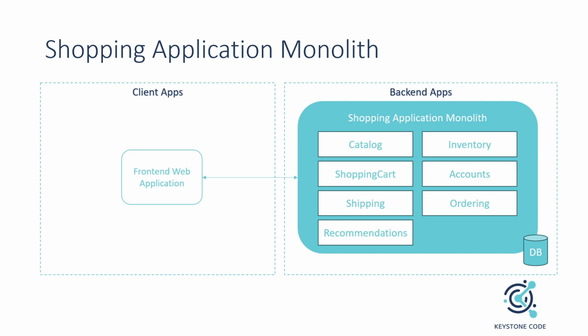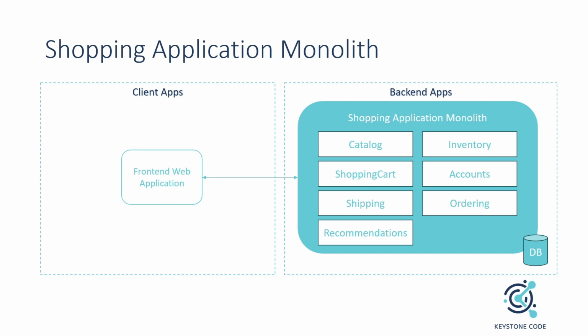We have this one big application that's running as a service, as a process, has CPU, RAM, all of that good stuff, and all of these different areas of concern about the domain or the business, like the catalog, which is a list of the products we sell, the inventory, how much of every product we have, the shopping carts, accounts, shipping, ordering, and recommendations. All of this is just running in the same application.